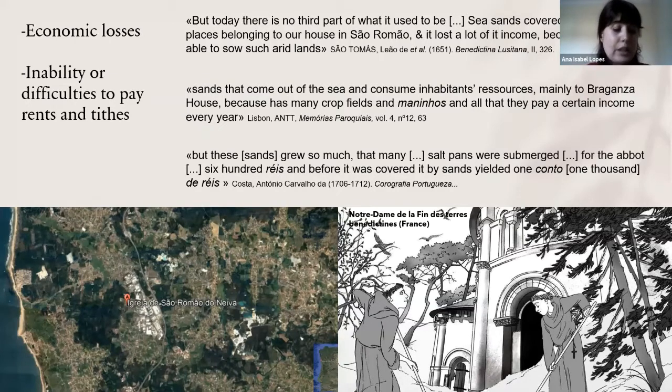Also, in this territory, the sands consumed economic resources of its inhabitants and of the House of Braganza, which rented there many crop fields and common lands for a fixed annual amount.